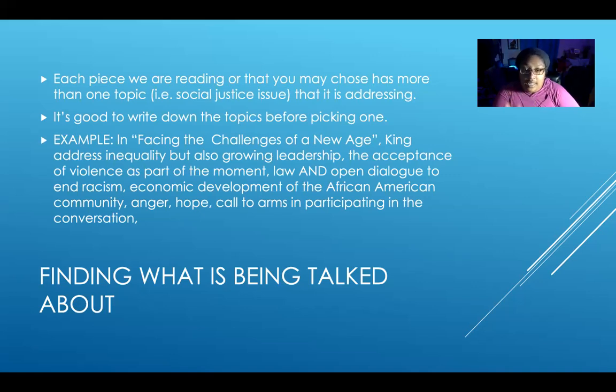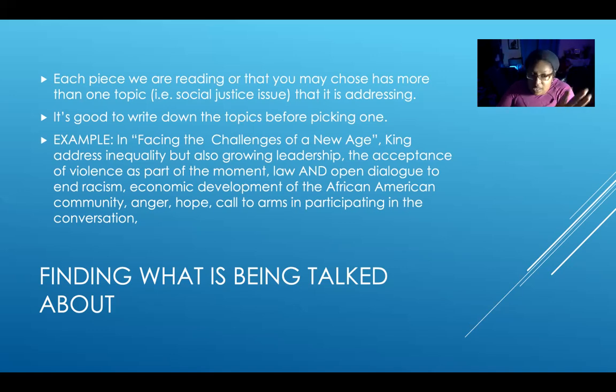Dr. King's Facing the Challenges of a New Age talks about inequality, growing leadership, acceptance of violence as part of the movement. You guys missed that, by the way, reading your Padlets. He said it in 2 lines. Y'all glossed over. Granted, it was sandwiched between two big wonderful things, but he actually said it, right? So yeah, the acceptance that violence is going to have to be part of the movement. At some point we're going to have to be violent, but we don't want to get there unless we have to get there. Law and an open dialogue to end race.